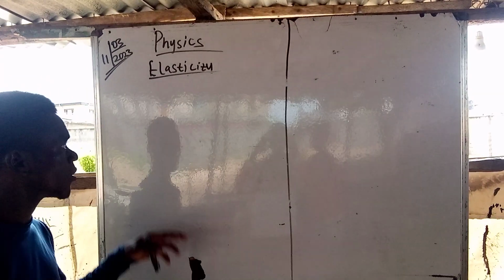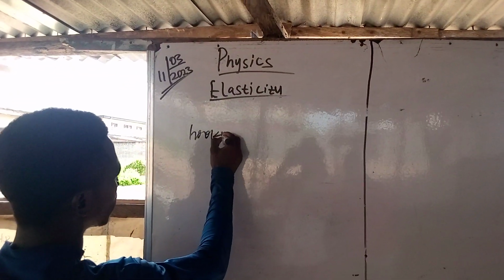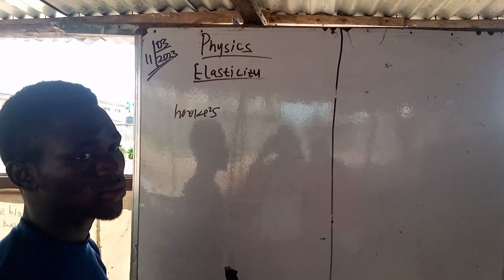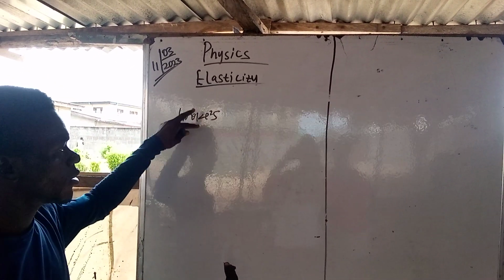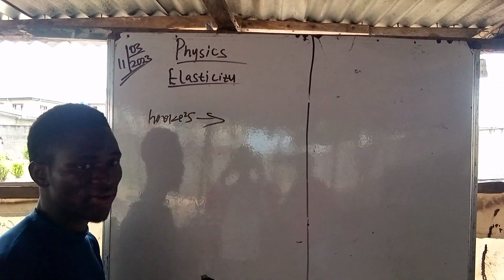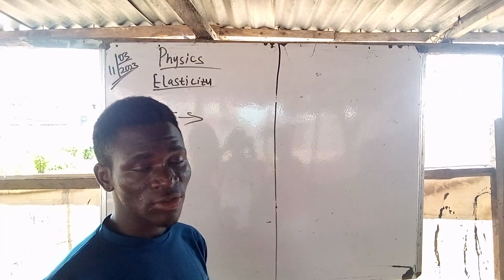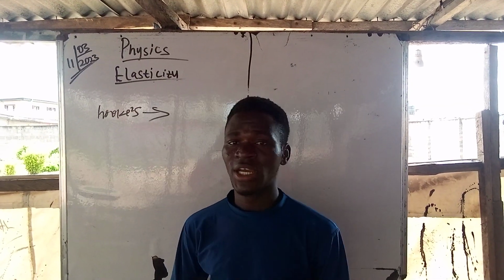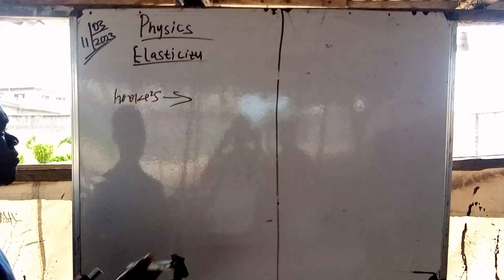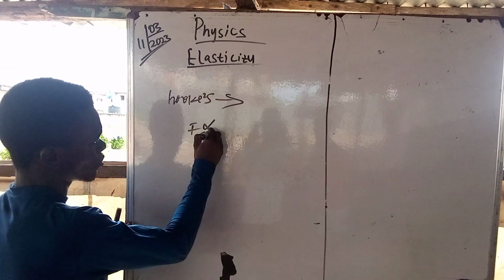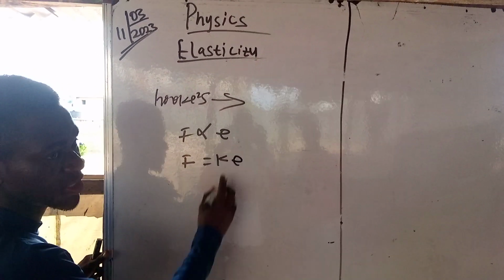Now, in elasticity, what do we call Hooke's law? This law guides materials under elasticity. It states that, provided the elastic limit of an elastic material is not exceeded, the extension of the material is directly proportional to the applied force or the load. Simply put, the force equals the stiffness times the extension.